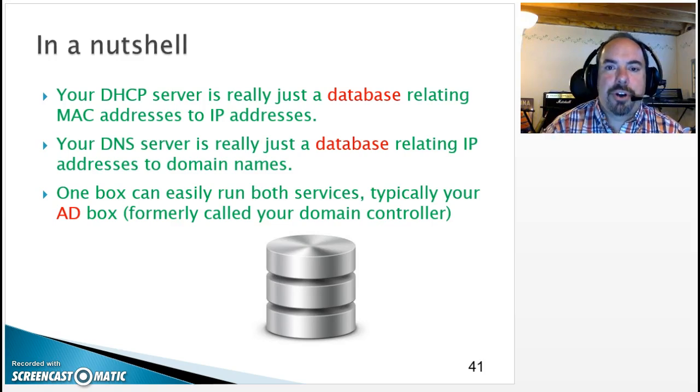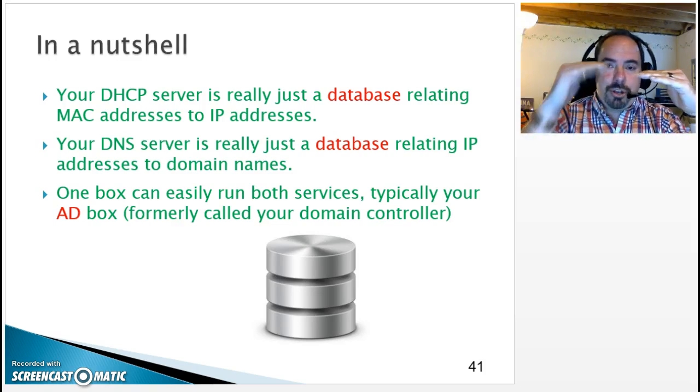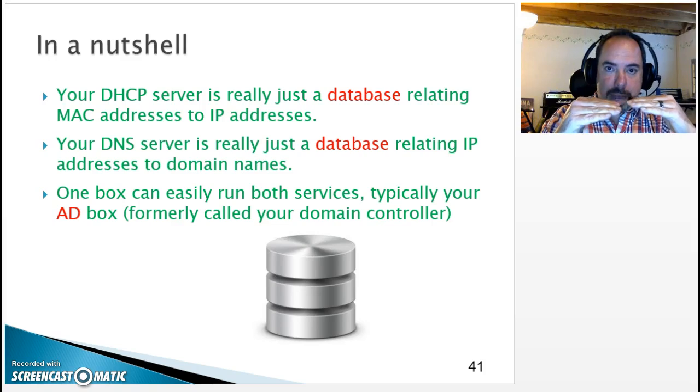So I'll end with this thought that DHCP and DNS, they both start with D, but they do two different things. But they're both databases. When I talk about translating from one thing to another, if you want to think of it, technically it is a database. DHCP links MAC addresses, the physical address of your network card, and maps it to an IP address. DNS is another database that maps an IP address to a domain name. They're both mapping two different things.